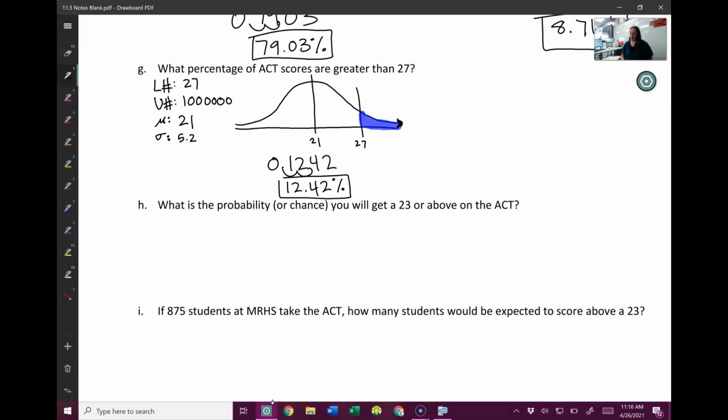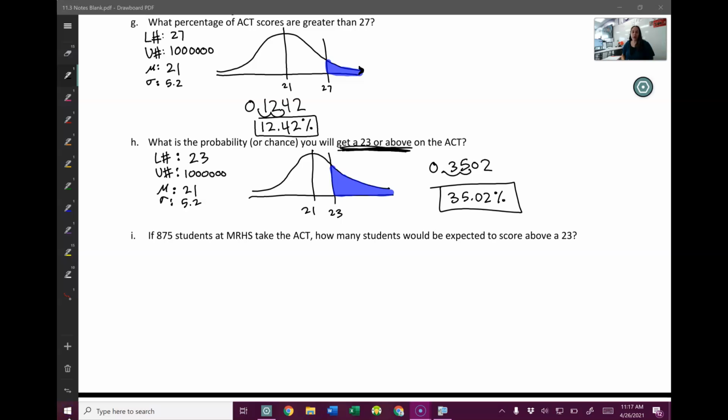This one, I want you to try all by yourself. We want to get a 23 or above. So sketch your curve, write out what your numbers would be, and type it into your calculator, and then come back to see how you did. Check what you got with what I got. I got 35.02% of students get a 23 or above.